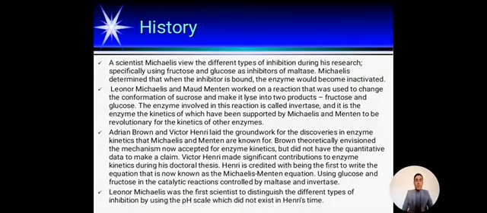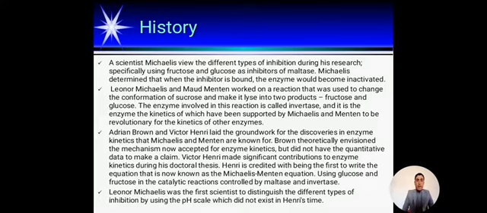History of enzyme inhibition. A scientist, Michaelis, viewed the different types of inhibition during his research. He determined that when the inhibitor is bound, the enzyme would become inactivated, and he worked together with his friend Maud Menton on a reaction that was used to change the conformation of sucrose. And Adrien Brown and Victor Henry laid the groundwork for the discoveries in enzyme kinetics, as Victor Henry made a significant contribution to enzyme kinetics during his doctoral thesis.